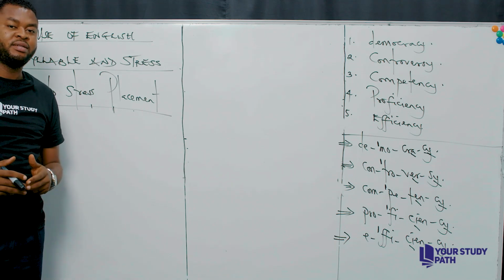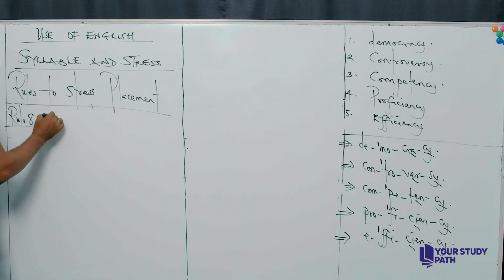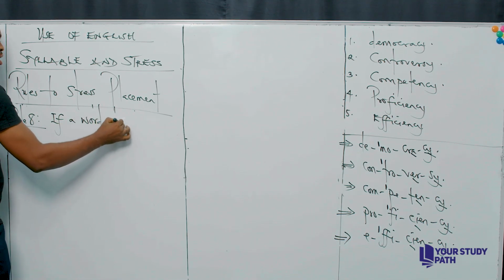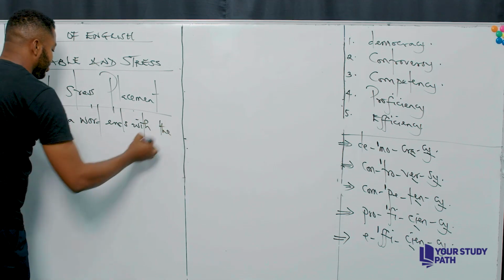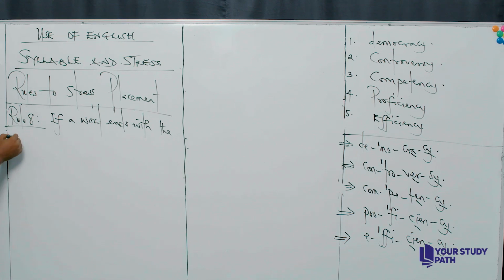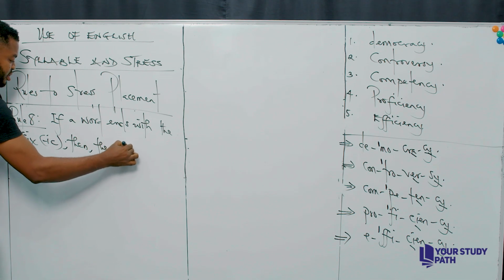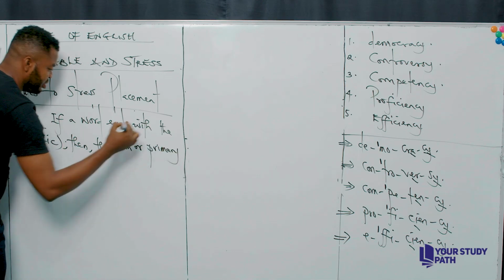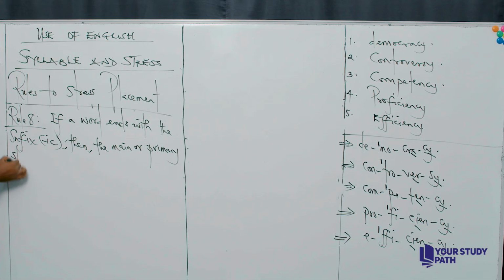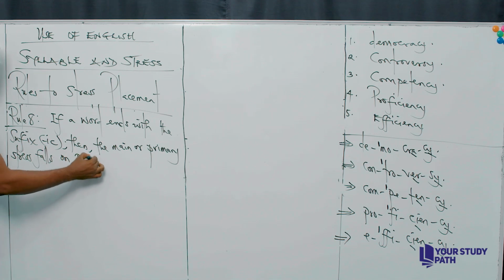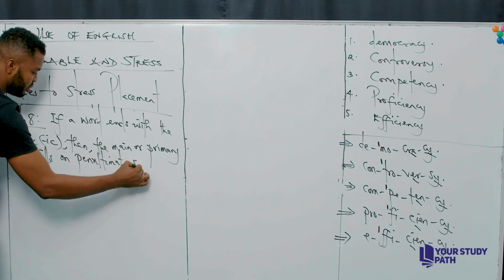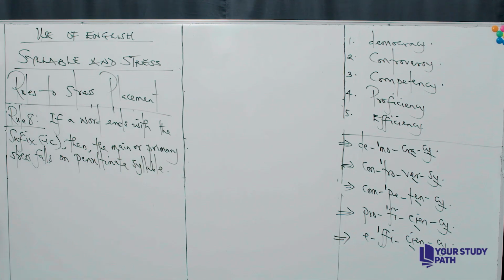All right, so let's consider rule 8. Rule 8 indicates that if a word ends with a suffix and the suffix is IC, okay? So if a word ends with the suffix IC, then the main or primary stress falls on the penultimate syllable, and what's that? That's the second to the last syllable.